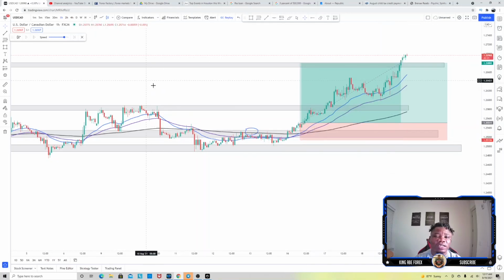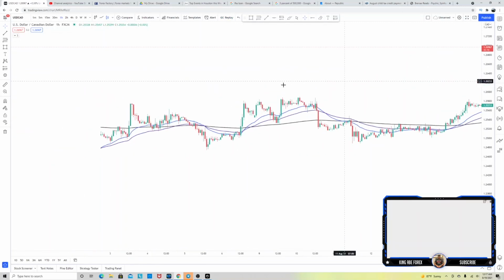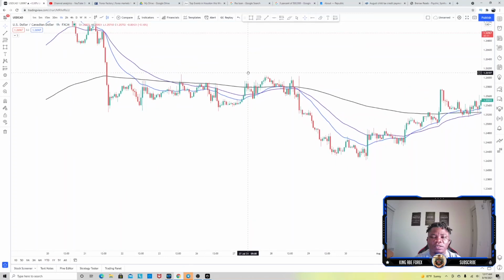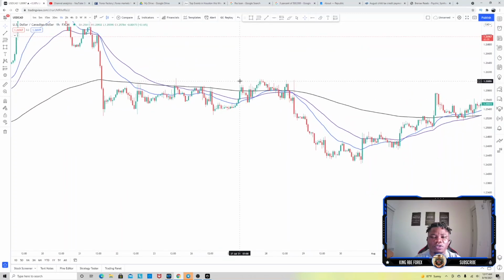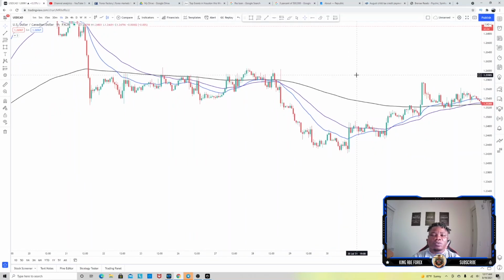Now let's look for a sell trade right here. We're not going to go too far, we're just going to use this right here. When it comes to sell trades, what we need to make sure of is that price is below the 3 EMAs. Once we have those confirmations, we also need to make sure that price and the indicators are heading in the same direction.